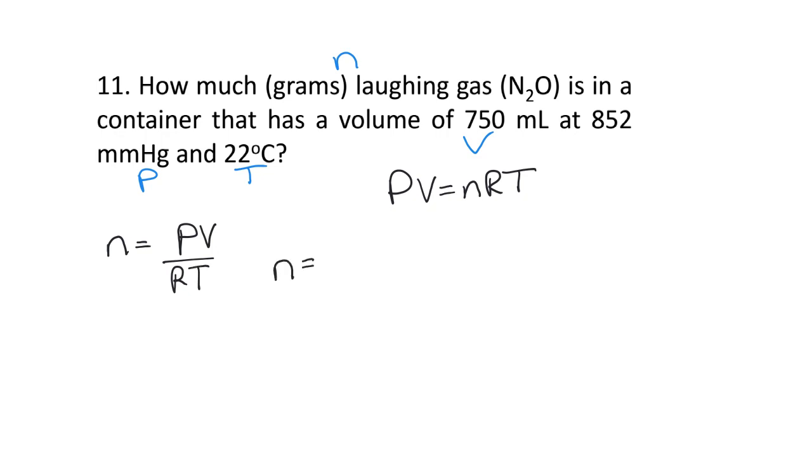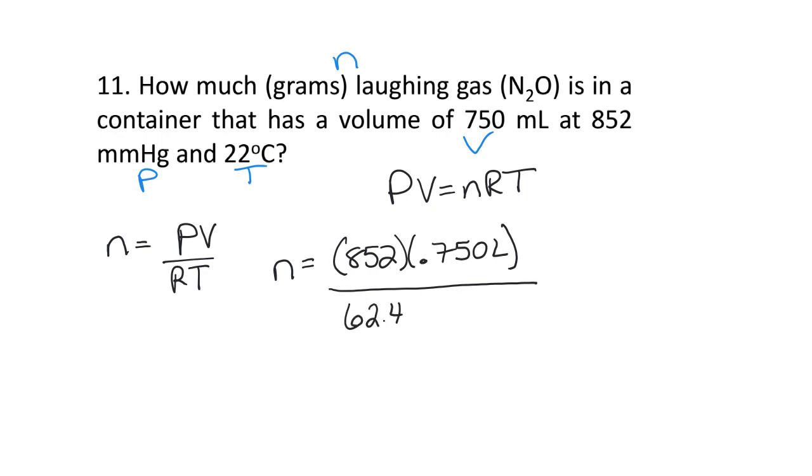So N equals, so our pressure is 852. Our volume, now we can't use milliliters. We have to use liters. So you take 750 divided by 1,000 and you get 0.750 liters. Our R value, we have millimeters of mercury. That means we have to use the 62.4. And then our T is 295 Kelvin. When we do that on our calculator, we're going to do 852 times 0.750 divided by 62.4 equals, then divided by 295.